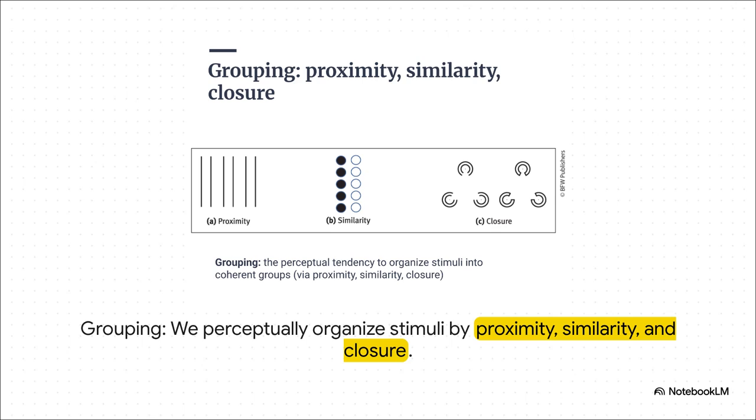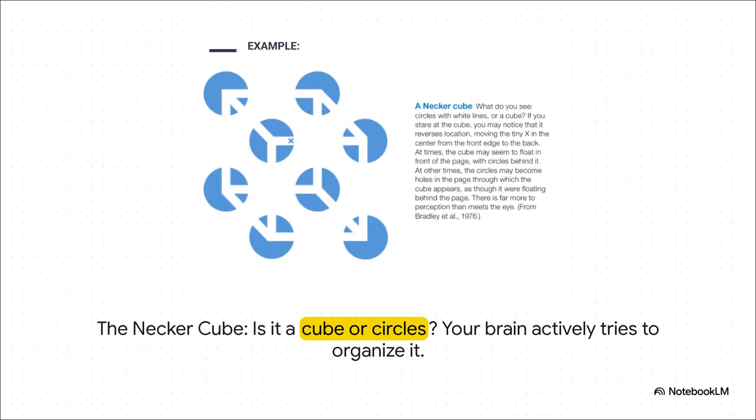Now this gets even weirder with an image like the Necker cube. At first glance, do you see a 3D cube? Or do you just see a bunch of blue circles with some white lines through them? If you keep staring at it, you might feel your perception literally flip back and forth.